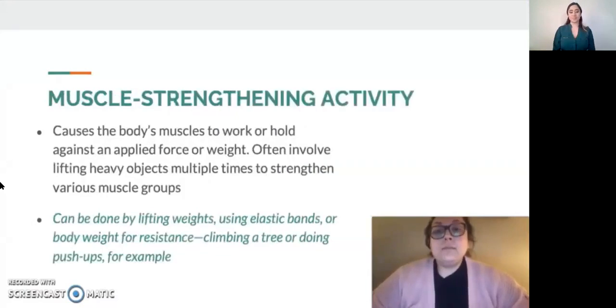The next activities are muscle strengthening activities. In these activities, the body's muscles work or hold against an applied force or weight, which often involve lifting heavy objects multiple times to strengthen various muscle groups. These activities can be done by lifting weights, using elastic bands, or body weight for resistance, such as climbing a tree or doing push-ups, for example.